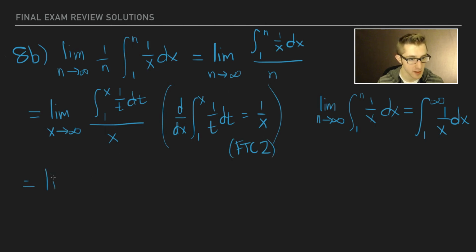Okay, so on the top, I have 1 over x. On the bottom, I have 1. And so I see that I'm just left with 1 over x as the limit. And as x goes to infinity, I get 0. Okay, you could have done this without the fancy fundamental theorem of calculus business. You could have just integrated this from 1 to n. You'd get the natural log of n as the numerator, and then you have ln n over n, which of course will go to 0.